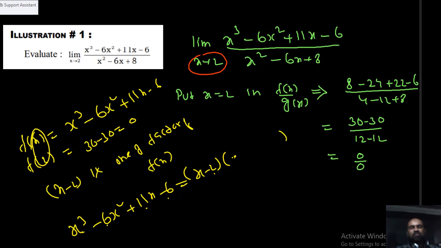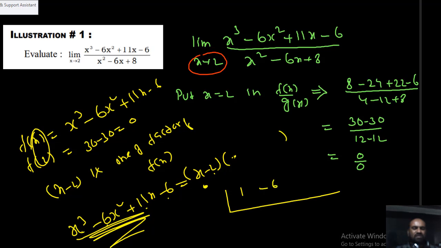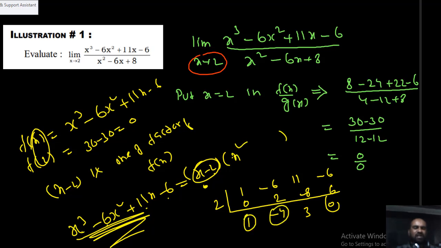So how to divide? We have two methods to divide: long division method or shortcut method. The shortcut method is called Horner's method of synthetic division. By using Horner's method of synthetic division, I want to find the quotient when this polynomial is divided by this. Okay, 1, minus 6, 11, minus 6, and x minus 2, so 2. 1, 2 ones are 2, minus 4, minus 8 means 3, 2 3s are 6, remainder 0. So what is the meaning of that? This term is x square minus 4x plus 3.